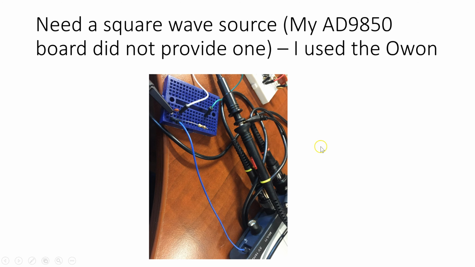We have one other issue to deal with, at least I did. My AD9850 board did not come with a square wave output as promised. I guess the manufacturer never connected the pin, and so I had to find another source of square waves. By the way, I should say why we want square waves. It's because the integral and derivative of a sine wave is just a cosine wave, or a sine wave, and that's not terribly interesting to look at on the scope. The integral and derivative of a square wave is interesting.